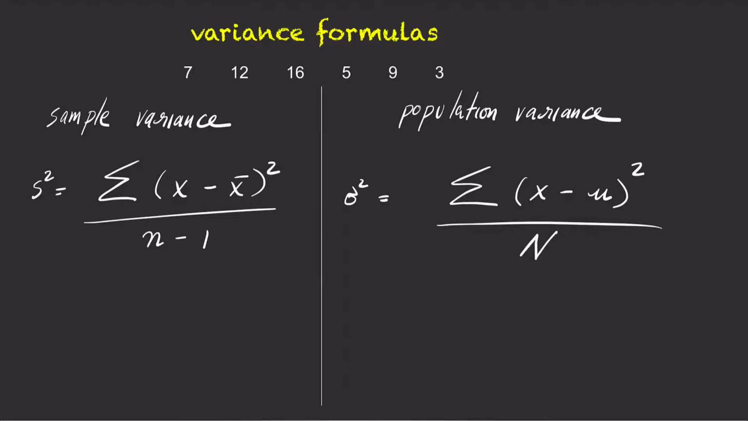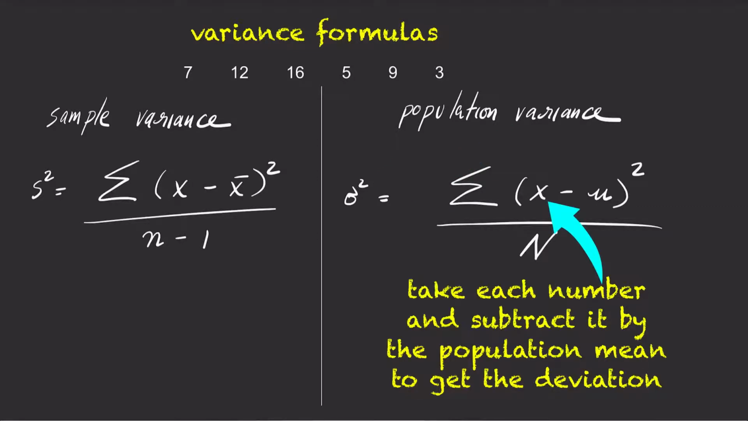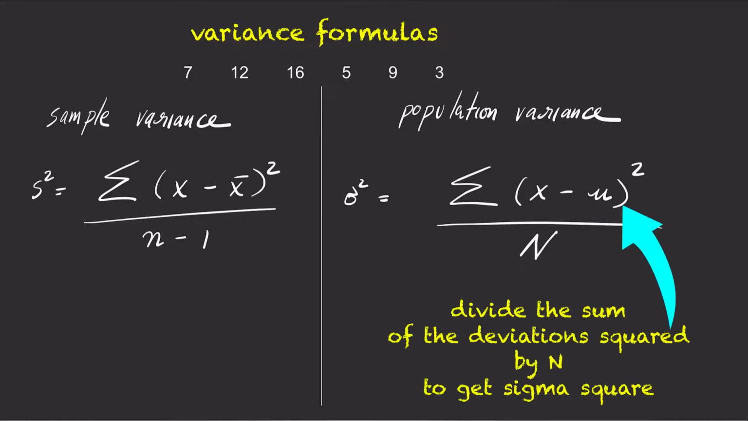For a population dataset, we use sigma squared to represent the population variance. The deviations are found by subtracting each number from the dataset by the population mean. And we divide the sum of the deviation squared by the population size, which is capital N.